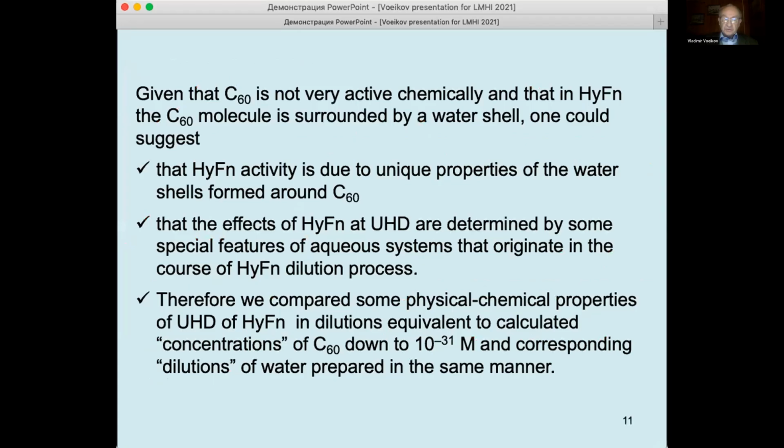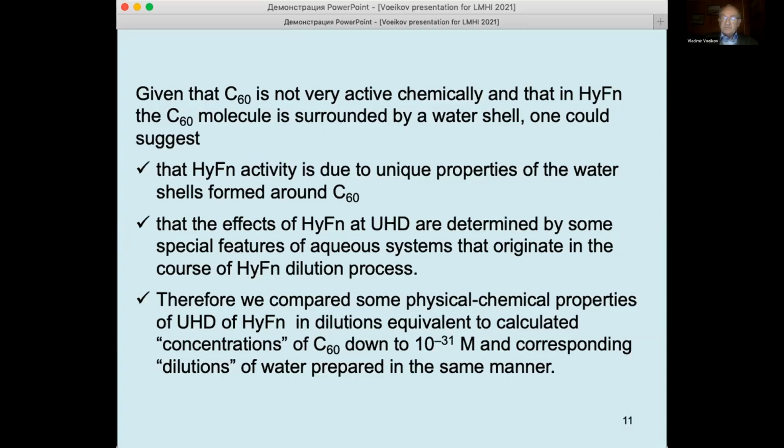of the cell population. So, given that C60 is not very active chemically, and that in hydrated fullerene the C60 molecule is surrounded by a water shell, one could suggest that its activity is due to unique properties of water shells formed around C60, which somehow change the properties of the whole water solution containing ultra-high dilutions of hydrated fullerenes. And that the effects of hydrated fullerenes in ultra-high dilutions are determined by some special features of aqueous systems that originate in the course of the dilution process.